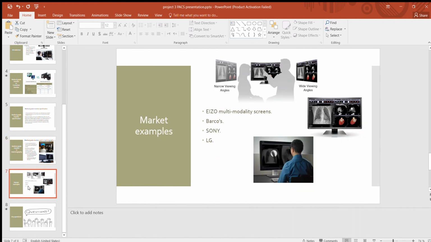So nowadays there are so many companies that produce medical monitors, such as Eizo, Barco, Sony, LG, and many others that deal with medical grade monitors, and each one of them is competitive with very specific features.